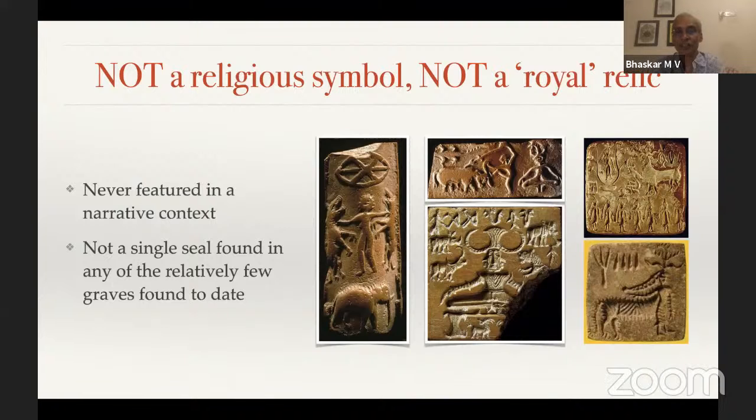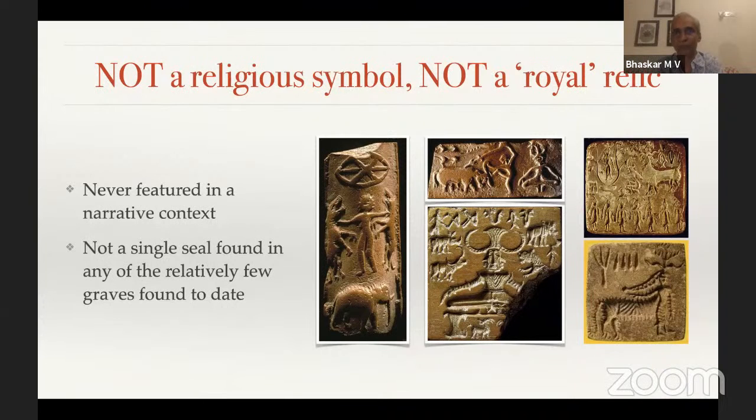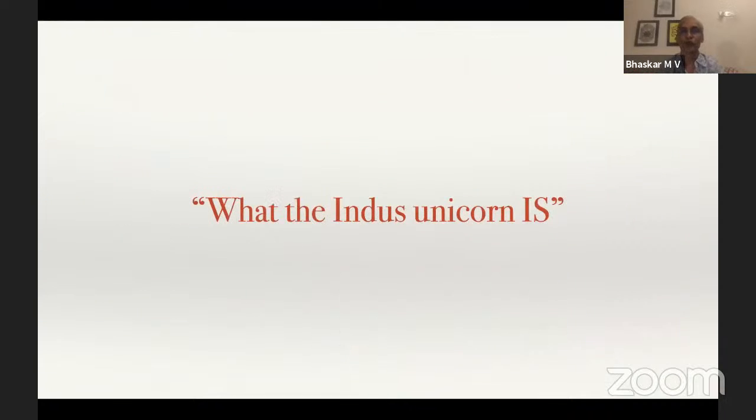Not a single seal. This is not true of just the unicorn seal, but any seal is found in the relatively few graves found to date, and therefore that also eliminates the possibility or the probability that this was either a religious symbol or a royal relic of sorts, such as we found a lot of in the Egyptian pyramids and other burial sites. So it's neither of these. So what the unicorn is, what exactly is it? We will go into this in detail and try and come away with some learning, and that is really the core subject for today's talk.